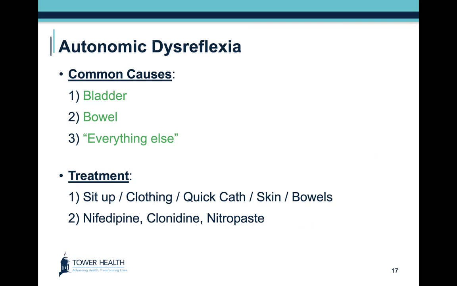Your common causes, so another saying that we like to have is: number one most common cause is number one, your number two most common cause is number two, number three is everything else. So number one is going to be a distended bladder, number two is going to be distended bowels, number three is going to be everything else.